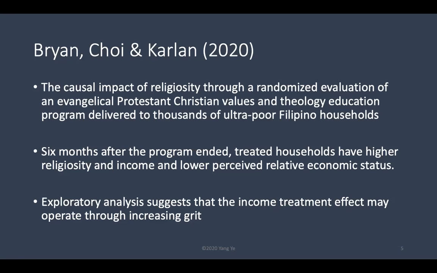And what they found is that 6 months after the program has ended, those households who have received these programs have higher religiosity, which is expected, but they also have a higher level of income. But at the same time, they also have lower perceived relative economic status. They perceive themselves as relatively lower in terms of economics. And interestingly, they also did some exploratory analysis suggesting that the income effect may operate through increasing grit. Grit is a term that describes the trait of resilience. Those with higher levels of grit are more likely to work hard through difficult times to overcome difficulties.